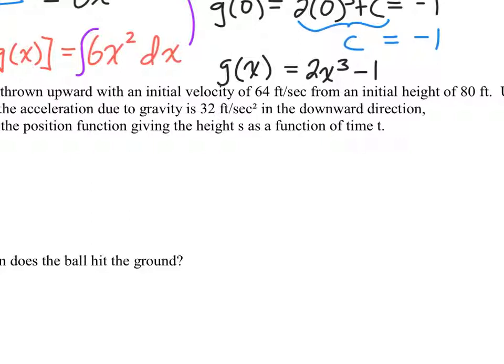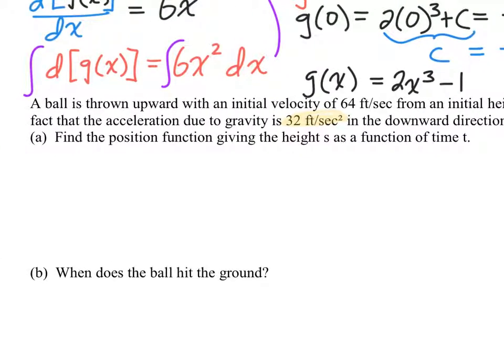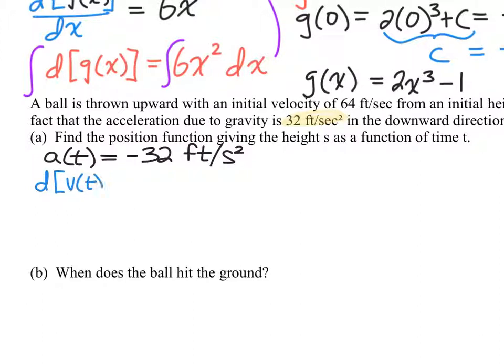They tell us that acceleration due to gravity is 32 feet per second squared. It's in the downward direction, so we'll know to make that negative. So a of t is equal to negative 32 feet per second squared. I'm going to go notation heavy again. So a of t is the same as the derivative of v of t with respect to time.